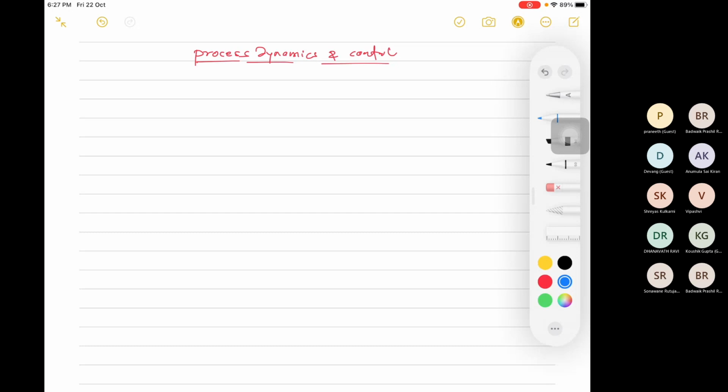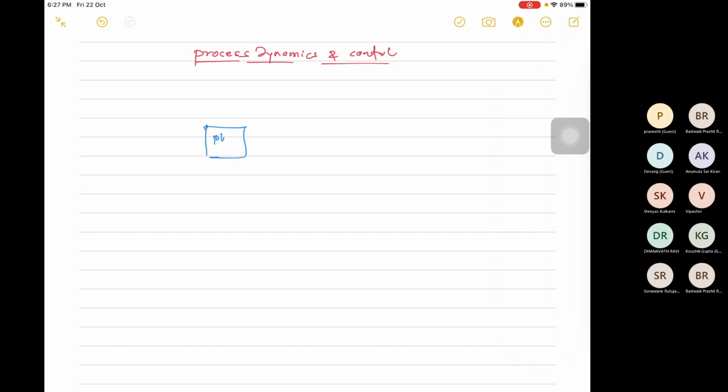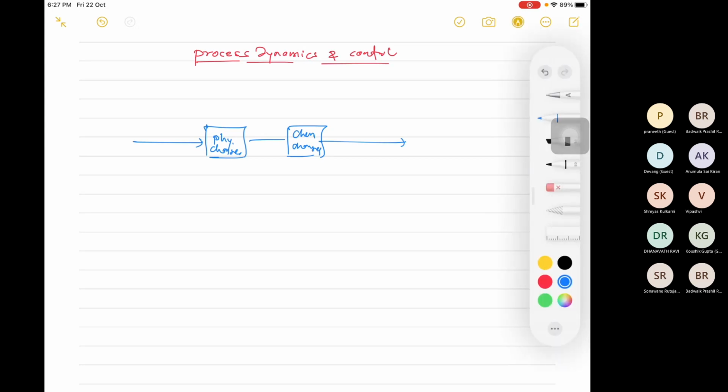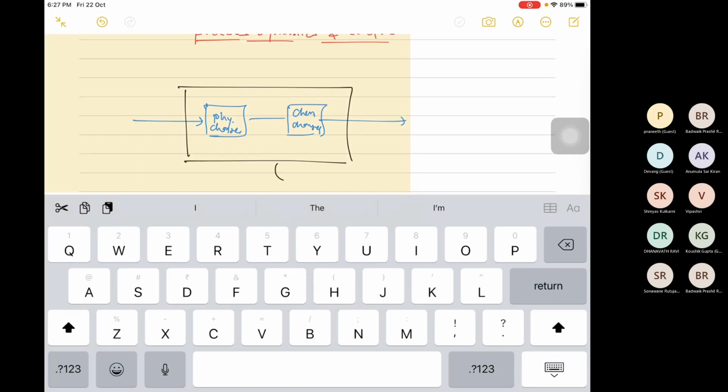So everyone knows what is process dynamics and control. Taking that into the picture, in a chemical reaction we have physical changes followed by chemical changes. So everything is covered already, and there is some input and you are getting output. To run this process, this diagram is a diagram for chemical engineering, or you can say it is a diagram for chemical.